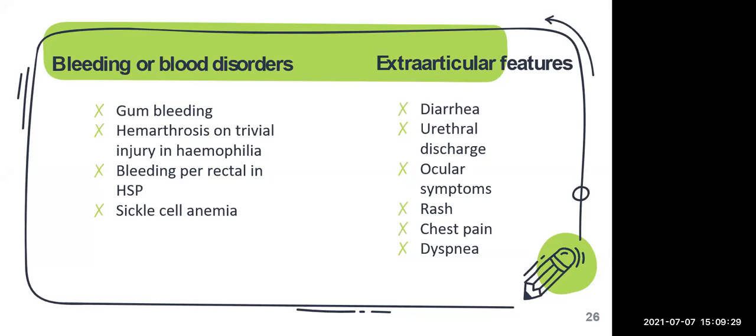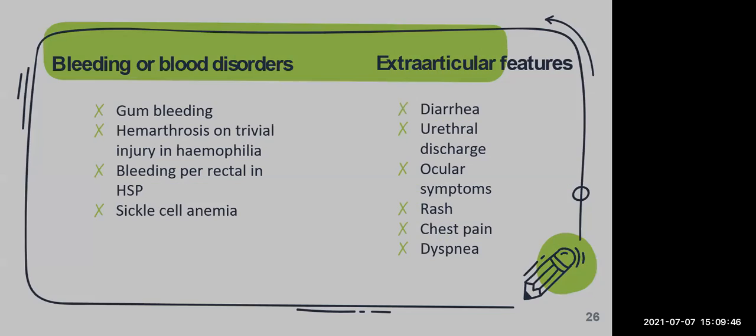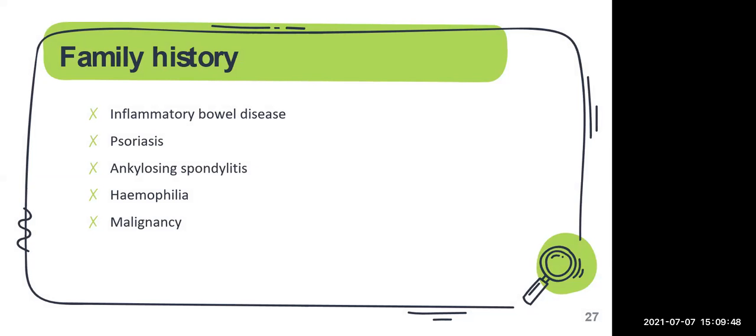So for extra-articular features, it's also important because most of the diseases are systemic. So you need to cover all the systems. So ask about diarrhea, urethral discharge, ocular symptoms, rashes, chest pain, and dyspnea. Okay, next. For family history, as I mentioned previously, some of the diseases are due to genetics. So ask about any family history of IBD, psoriasis, ankylosing spondylitis, hemophilia, malignancy, and so on.